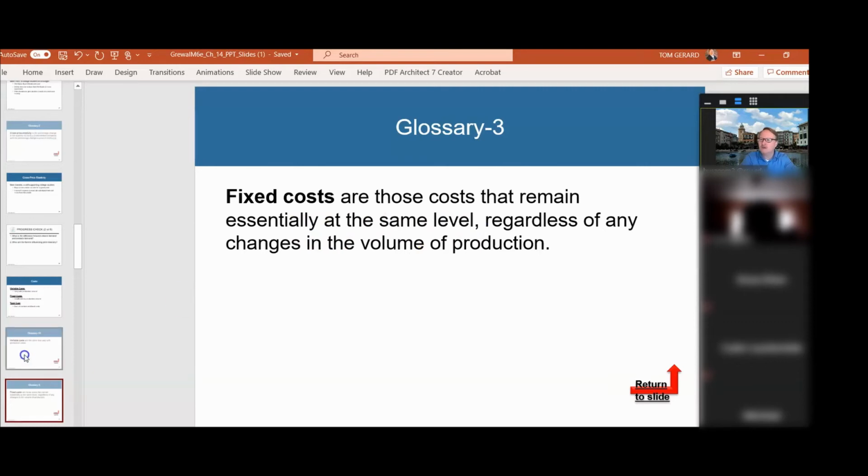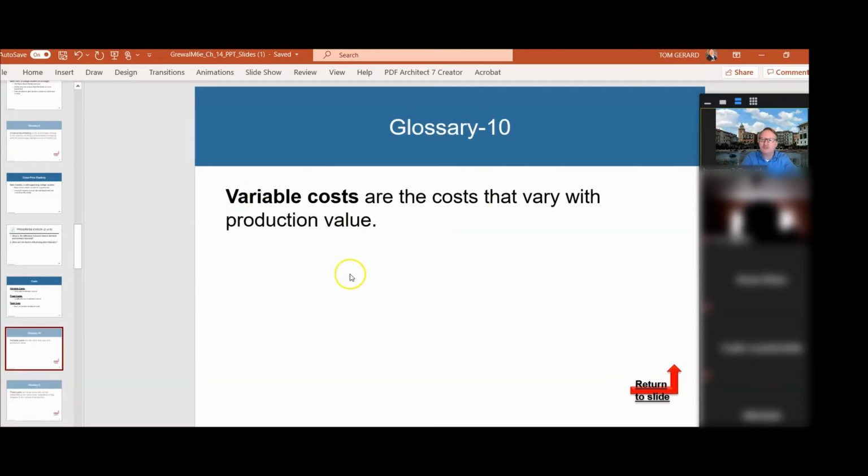My rent's the same, but maybe my variable cost, maybe the electricity or water or gas, some of those things are variable because it depends on how much I'm using them, right? Even though most of the utilities have a fixed cost and a variable cost, they call that a mixed cost.